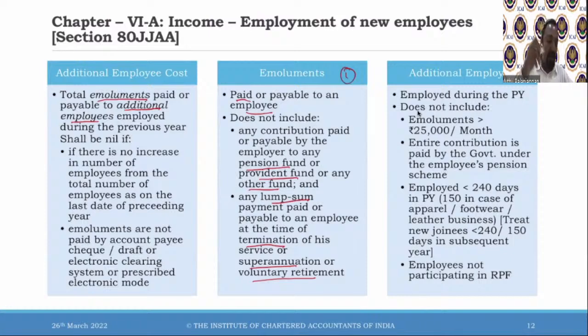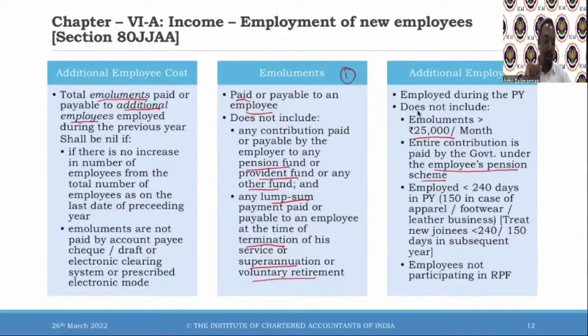So now we need to know who is an additional employee. An additional employee is one employed during the previous year. They must have been recruited, in your examination, let's take it, between 1st April 2021 and 31st March 2022. In this period, an employee should have been appointed. But it does not include an employee whose emolument is more than 25,000. If the emolument is more than 25,000, we need to exclude such an employee. Also excluded is an employee whose entire contribution is paid by the government under the Employees' Pension Scheme, so the government is contributing the entire pension fund and provident fund from its own fund.